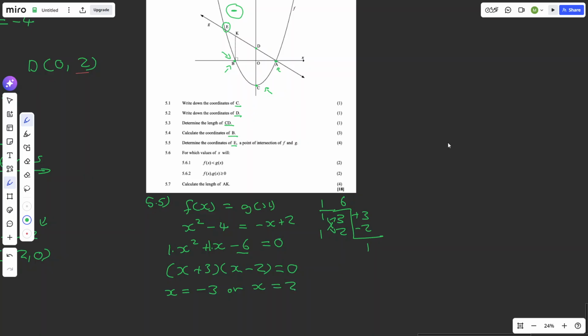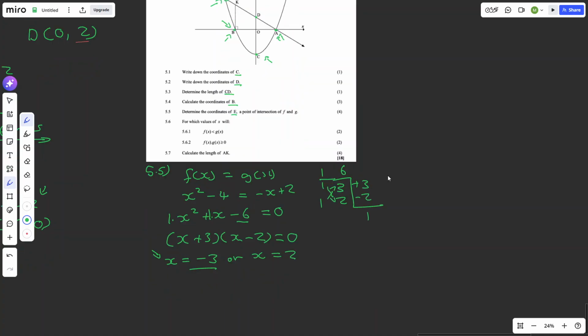So we've got 2 points. The x value of minus 3 corresponds to which point? It's a negative x value, so it's going to be for this E here, and the positive is going to be for this point here. Now, for this question, we want to find the coordinates of E. So let us take this value and substitute it in either of our functions. I'll substitute it in f.